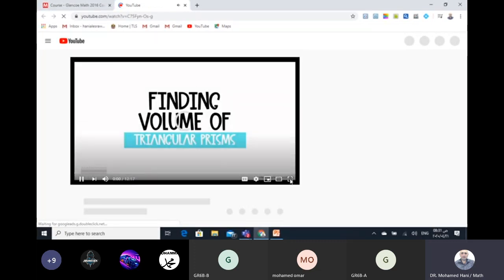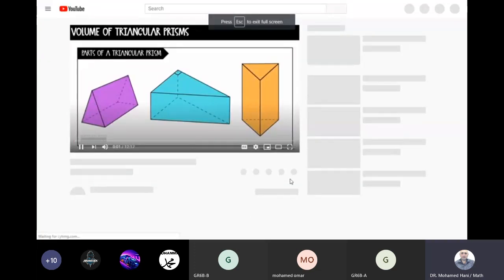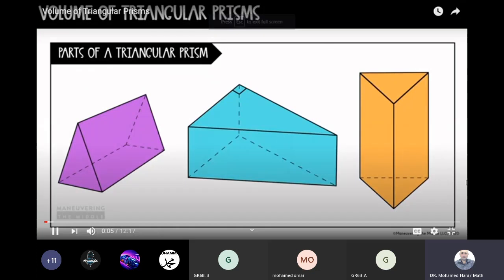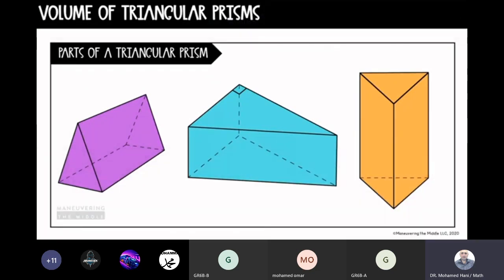In this video, we're going to be finding the volume of triangular prisms. Before we get started, let's discuss the parts of a triangular prism. Now, there is a tricky thing about a triangular prism, and it is that it is not always sitting on the base. We talked about in the last video that a prism has two parallel bases that are congruent, and they're separated. The distance between them is called the height of that prism. Well, in this case, let's look at the different examples and identify the base of each triangular prism.